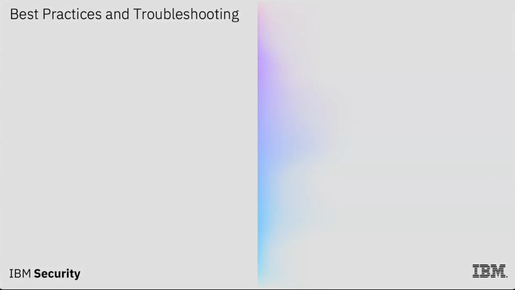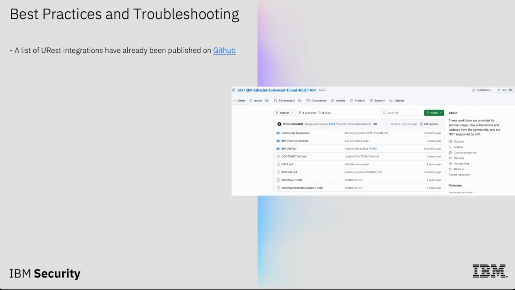So on this slide, we are looking at best practices and some troubleshooting tips. There have been many UREST integrations that have been done and they are available on GitHub. This is the link for the GitHub and you can click on it and you'll see that there are many community developed apps, IBM proof of concepts apps as well as IBM verified apps. So you can have a look at it, understand those apps, even download those XML files and make changes to them rather than starting from scratch.